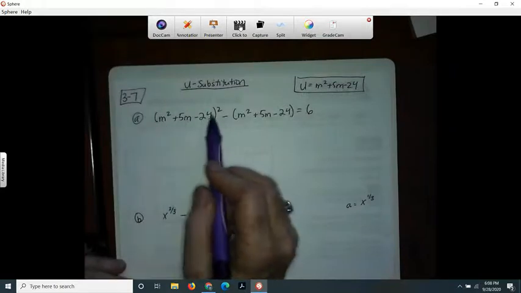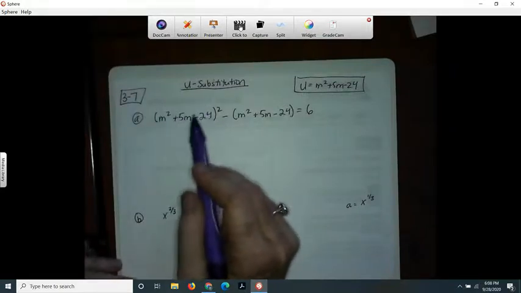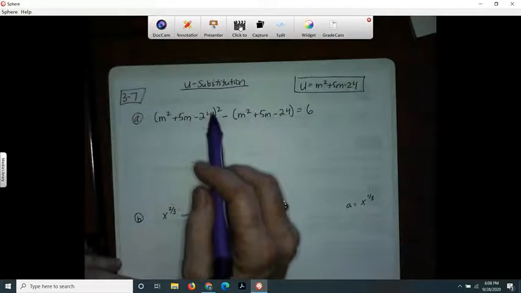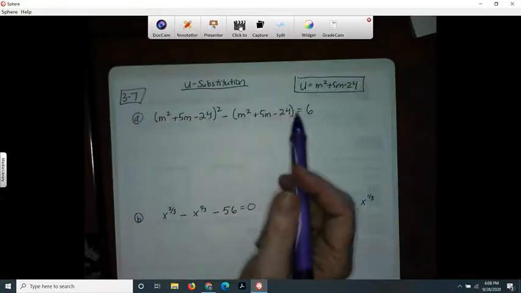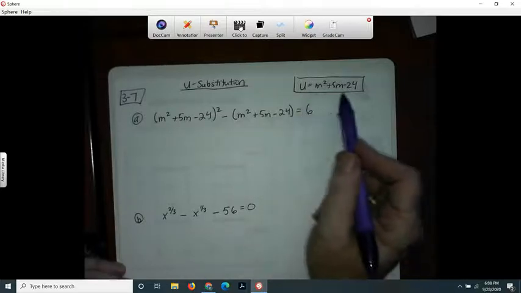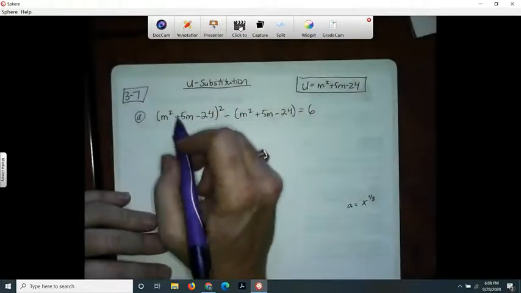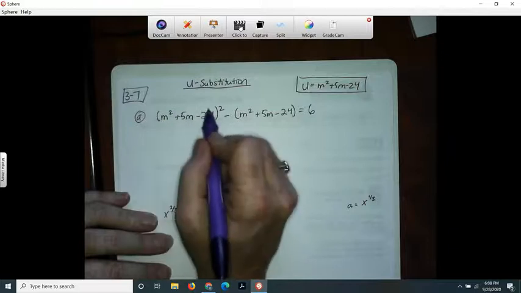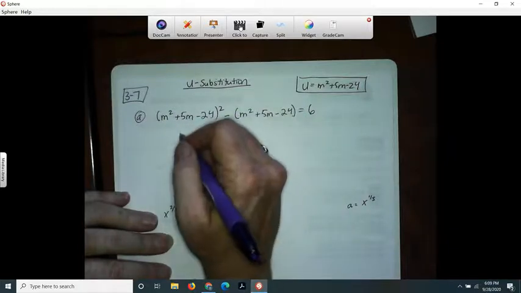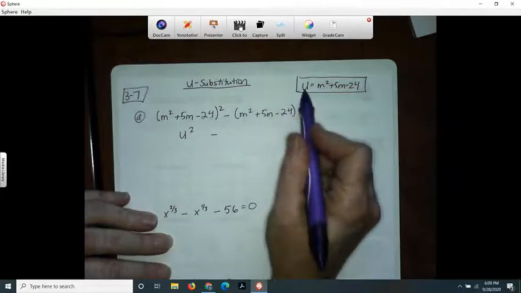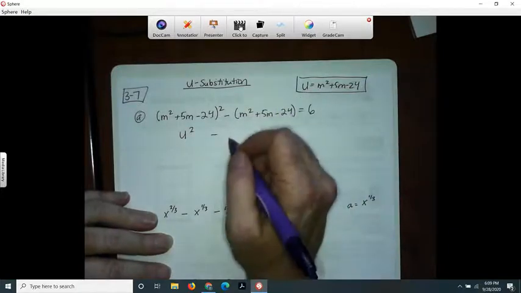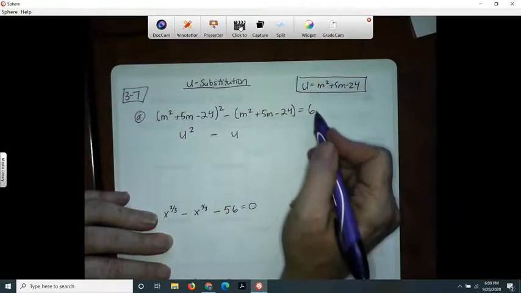Instead of making a box like Graciela did, we're going to choose a letter to stand for this repeated factor here. Let's use the letter U. So for this whole thing, I can substitute in the letter U. And for this thing, we said U is equal to it. And then I can bring the 6 over to the other side.